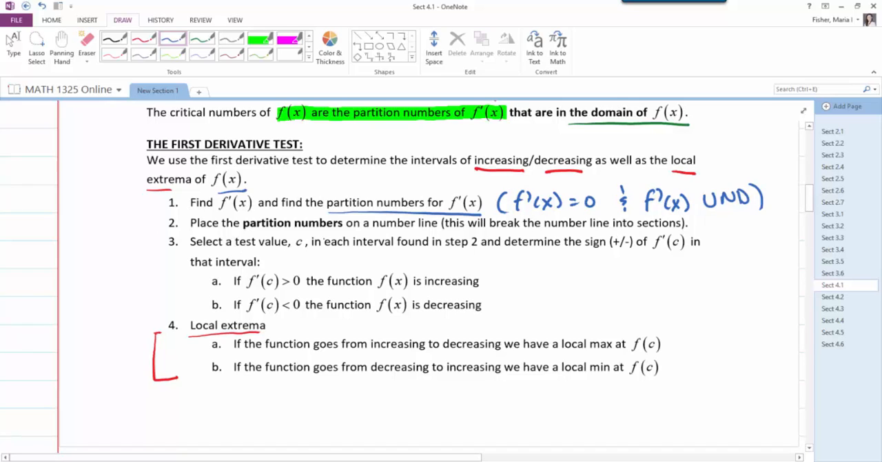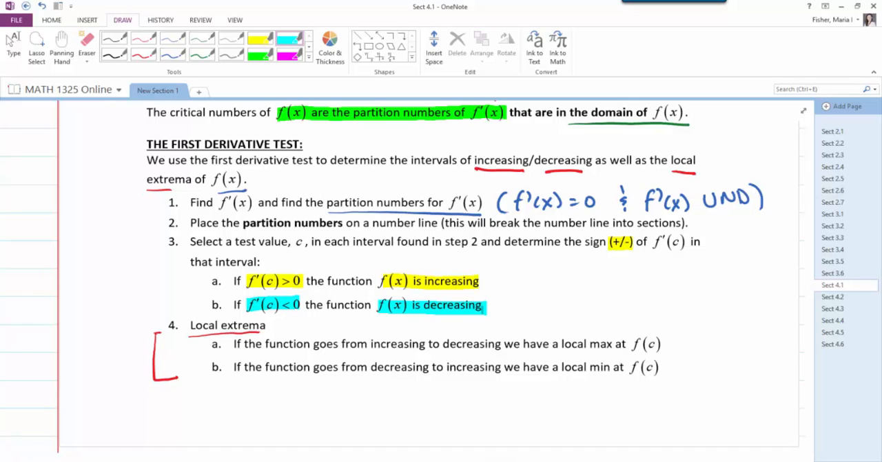Then we select a test value from each one of the intervals we found in step 2 and determine the sign, and by sign I mean positive or negative, of the value of the first derivative at c. If f prime of c is greater than 0, then our function is increasing in that interval. If f prime of c is less than 0, then our function is decreasing in that interval.